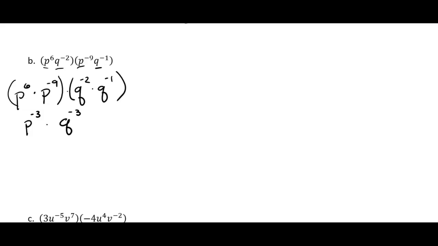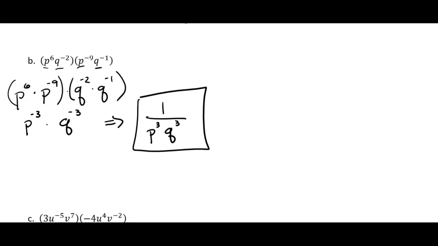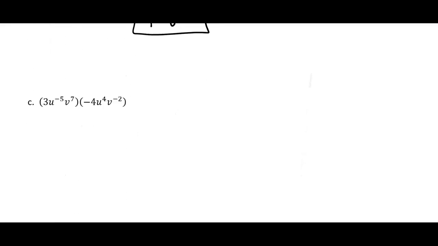Well, they both have negative exponents, don't they? And so they're both going to have to move downtown. So I'm going to make this 1 over p to the 3rd, q to the 3rd. Now you could have a situation where one was a positive exponent and one was negative, and the positive one would stay put. But this time they both had negative exponents, so they both moved downtown.